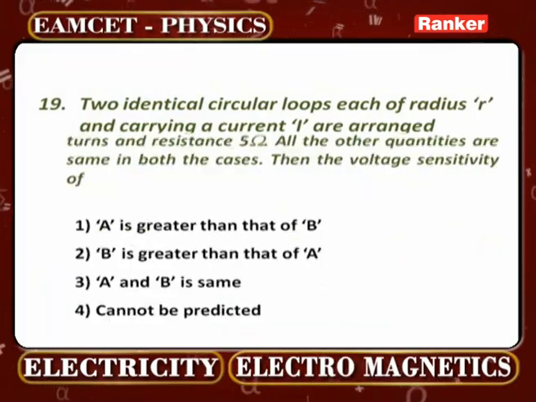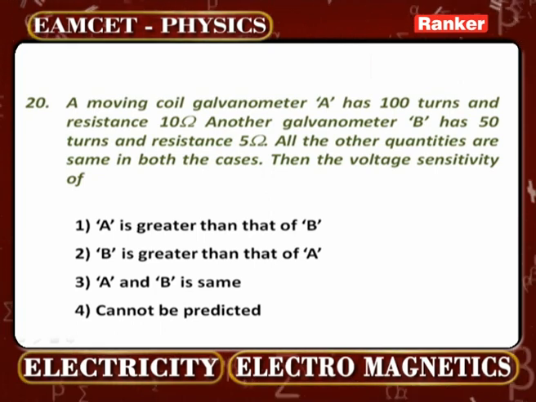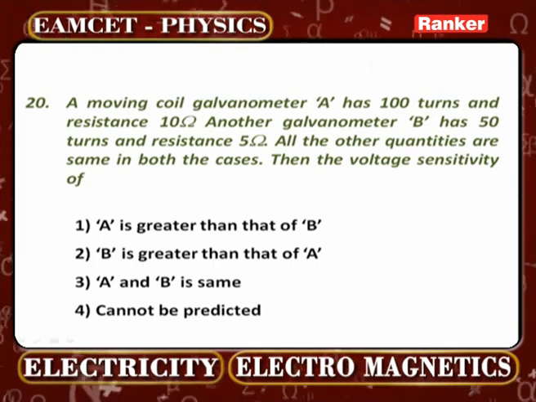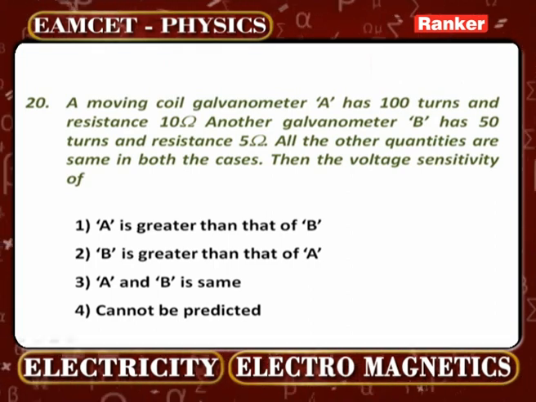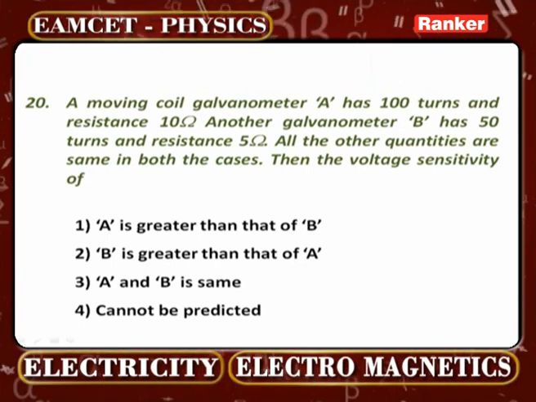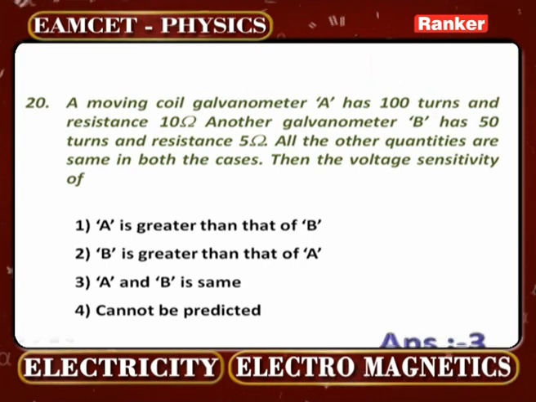Look at the next number, that is problem number 20. A moving coil galvanometer A has 100 turns and resistance 10 ohm. Another galvanometer B has 50 turns and resistance 5 ohm. All the other quantities are same in both the cases. Then voltage sensitivity of those two galvanometers is how much?